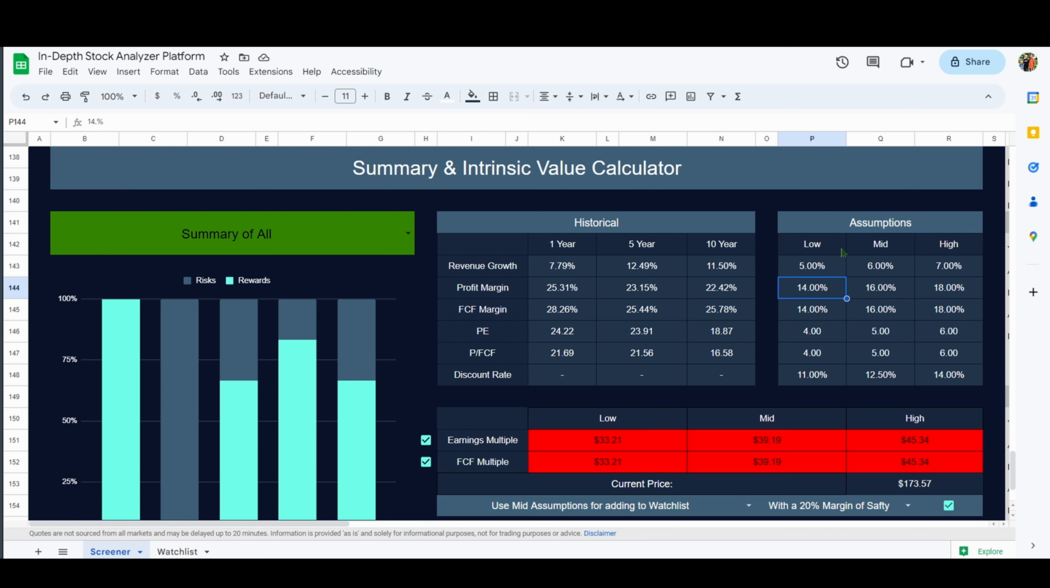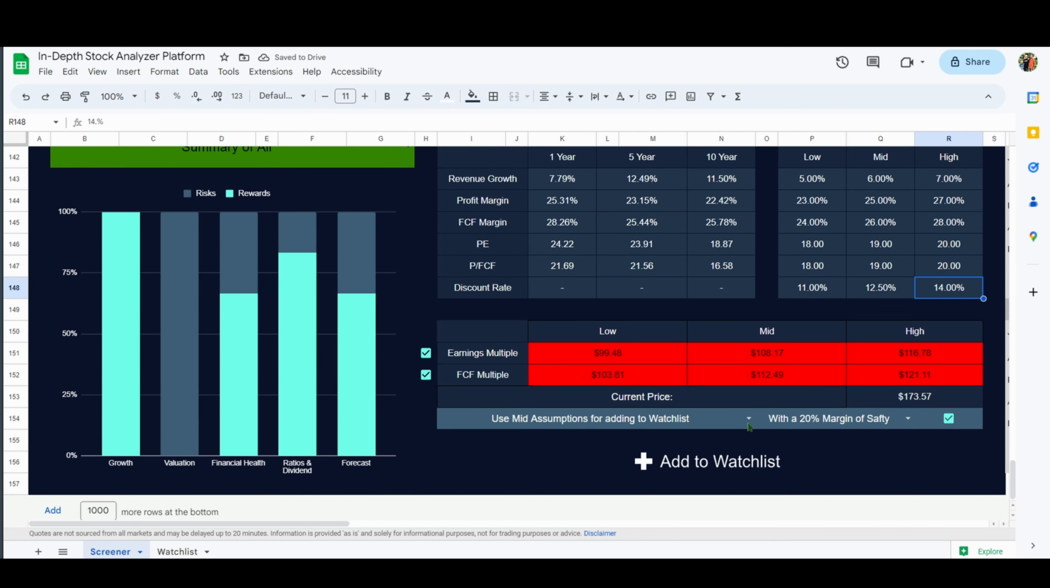For profit margin, I'm just gonna go 23, 25, and 27. I'm just going to go a little higher for the free cash flow margin, maybe 24, 26, and 28. PE, let's go same as Microsoft, 18, 19, 20. Let's just copy that, and then I'll keep that there.